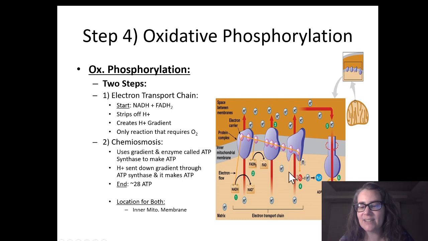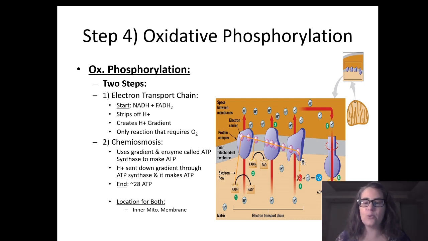The last electron acceptor in this reaction, which pulls the used electrons away from these proteins, is oxygen. Note that this is the only place that we use oxygen in all 4 steps, as the electron acceptor at the end of the electron transport chain.